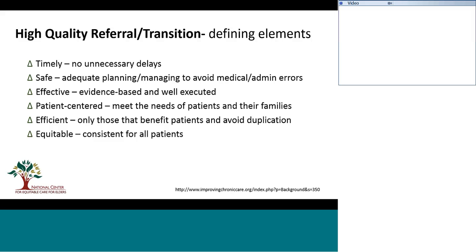They also should be responsive to patient and family needs and preferences, so they should be patient-centered. They should be limited to those that are likely to benefit the patients, as well as avoid unnecessary duplication of services, so there should be some efficiency in the referral and transition. And lastly, the referral and transition should be consistent for all patients, and the availability and quality should not vary by the personal characteristics of the patient, so that equity is achieved.